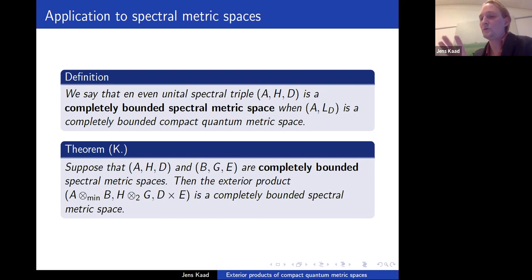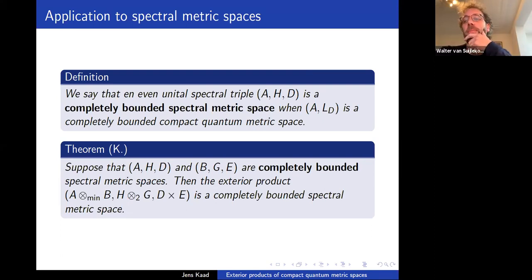But then you get a different metric on the state space for each n once you have a completely bounded compact quantum metric space. So I think it's quite interesting to try to understand how these different metrics depend on the size of the matrix. I think this is quite relevant. Yeah, sure.